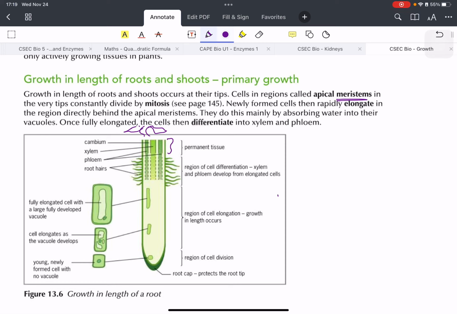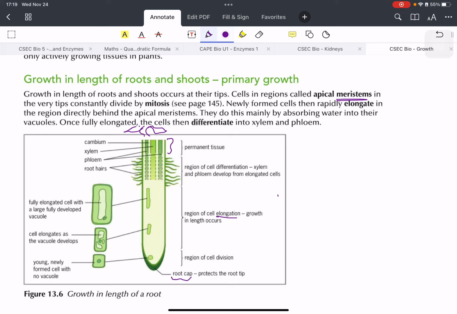However, underneath that region, we have the region of elongation. So this is the part of the roots that grow. The region of cell elongation has the meristem that grows. And we cap it off, no pun intended, by the root cap. At the end of the roots, we have a root cap.